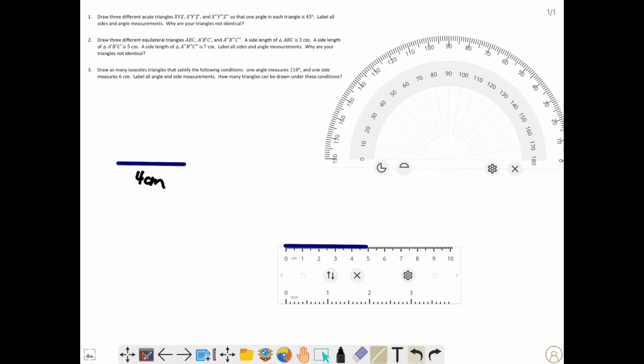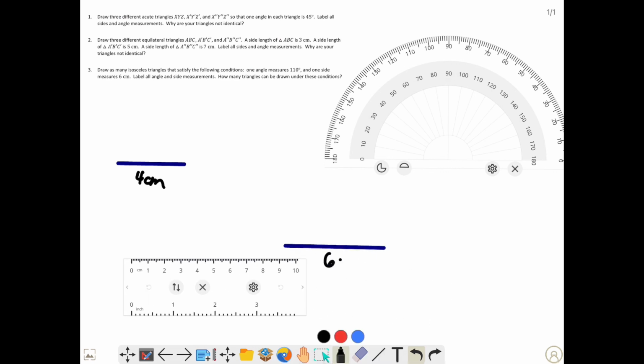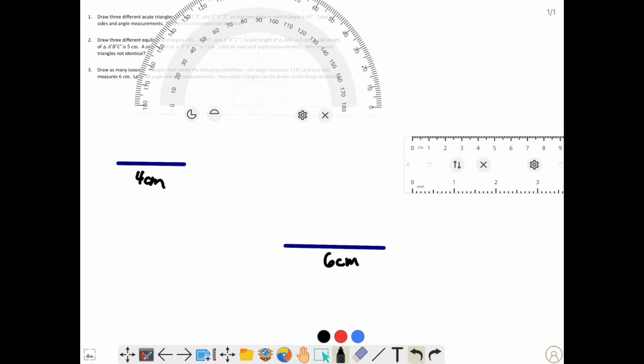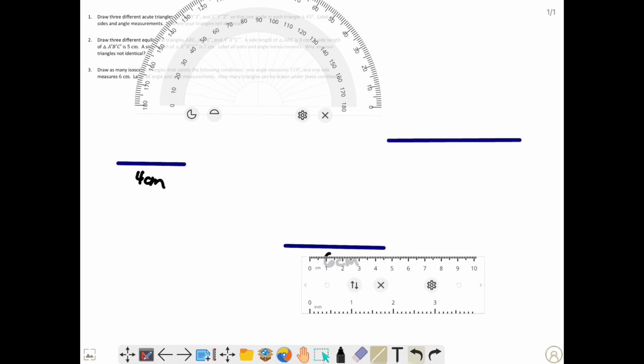They are not supposed to be identical. Yours do not have to match mine exactly, but there should be elements that are similar. For example, they all need to be acute triangles, and all of them need to have one angle that's 45 degrees. But you could use longer line segments or shorter line segments if you'd like.